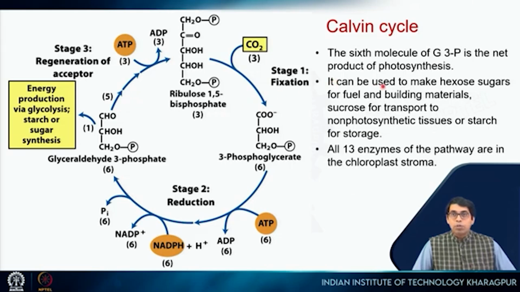So this can be used to make hexose sugar for fuel and building materials such as sucrose for transport to non-photosynthetic tissues or starch for storage. So this one glyceraldehyde 3-phosphate can be used for these purposes. Now all the 13 enzymes which are involved in this pathway are in the chloroplast stroma. So this reaction, or this cycle, takes place in the stroma of the chloroplast.